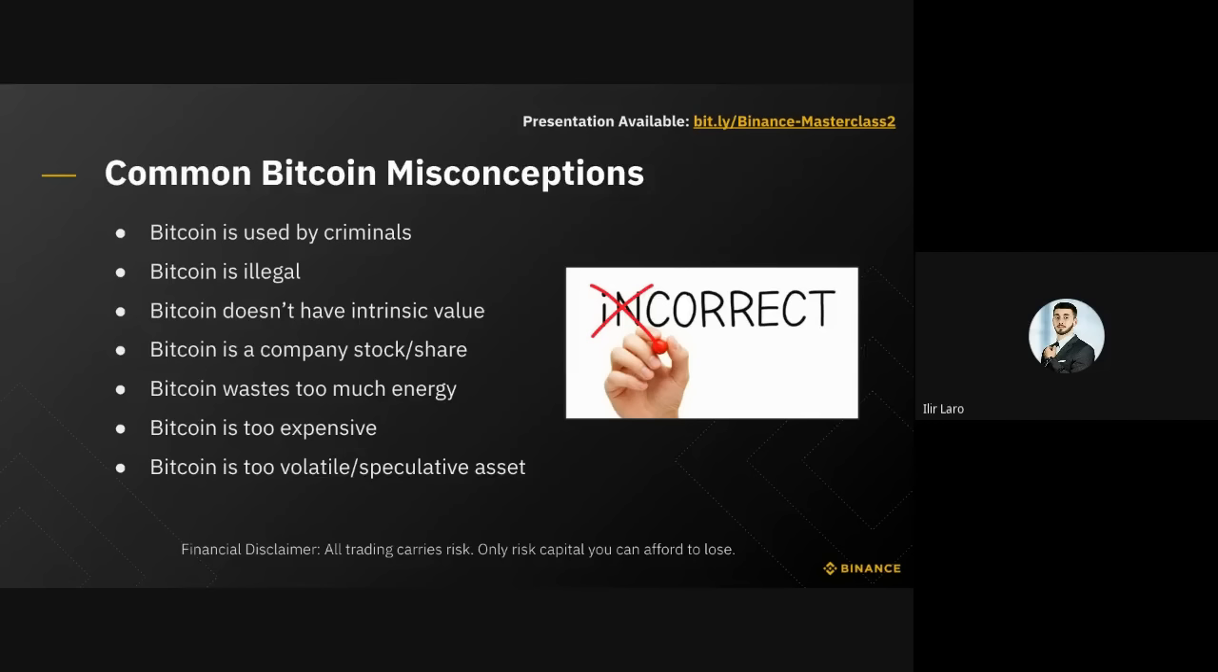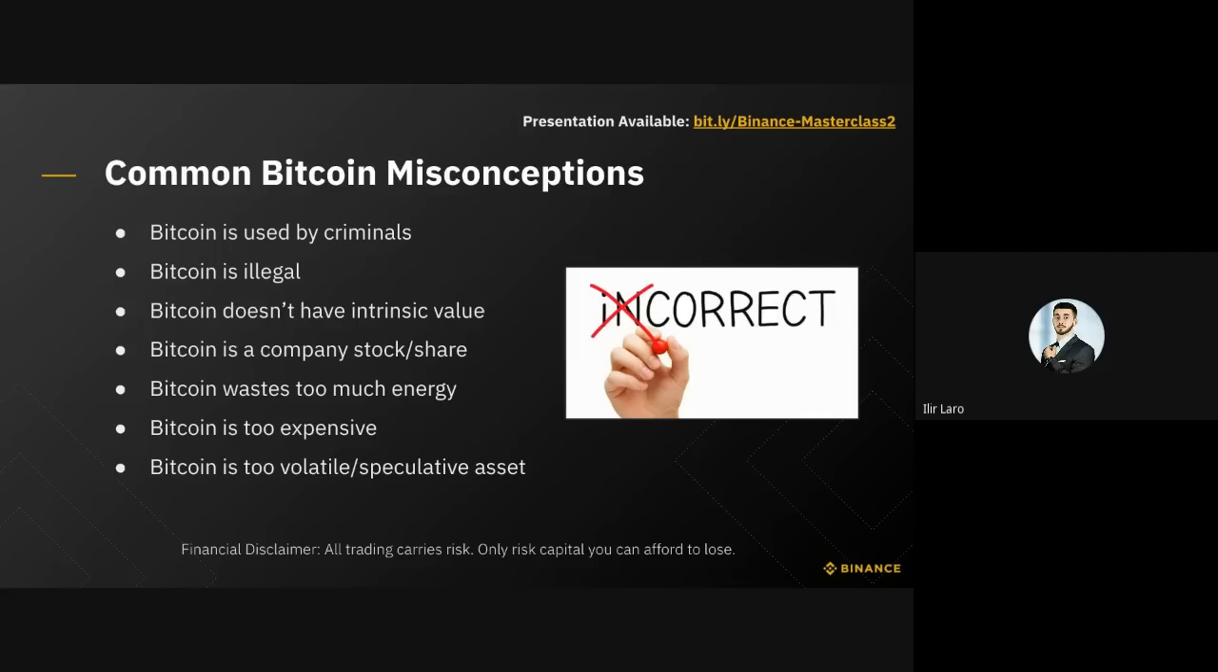Bitcoin is a company, stock or share. Well, actually, Bitcoin is not centrally owned by anyone, as it's completely decentralized and distributed all around the world, so it doesn't act like a traditional stock or share does. Bitcoin wastes too much energy. Well, if you actually look at the data, about 39% of Bitcoin miners use some form of renewable energy. And a large majority of energy are being recycled or at least are using the lost energy resources that are not being utilized currently.